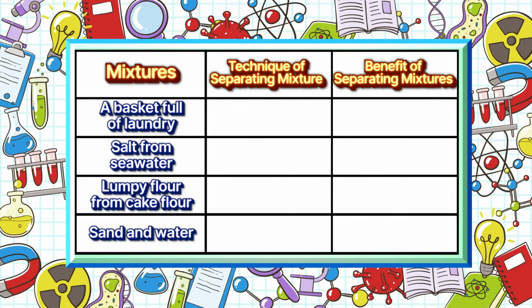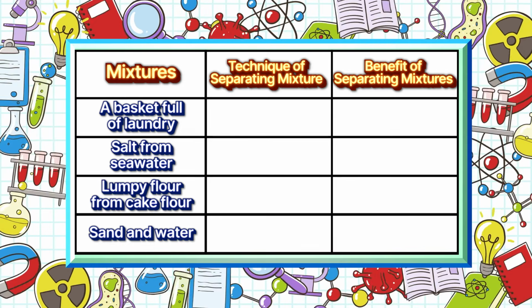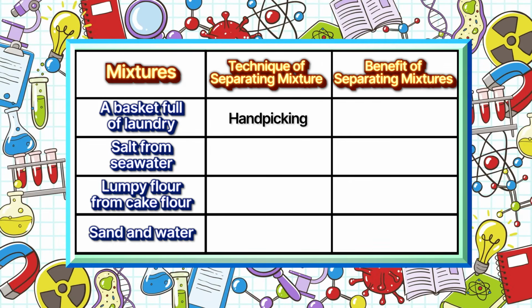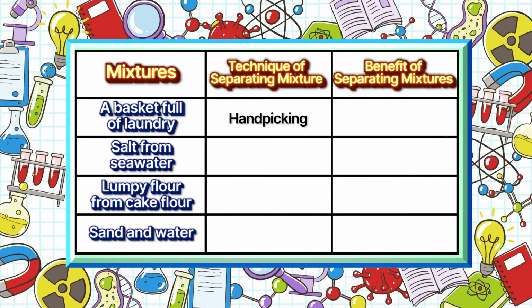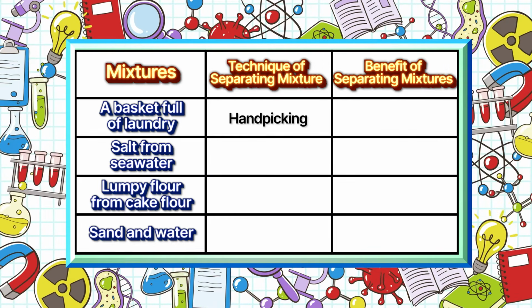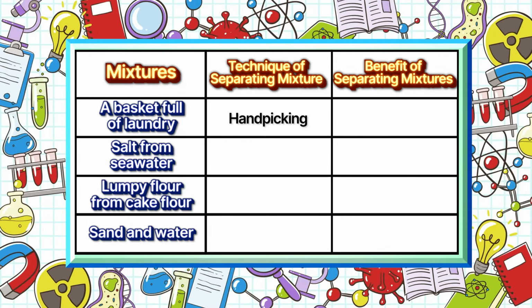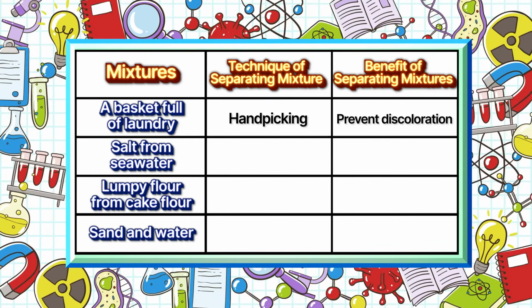What is the benefit of separating them? Correct! The technique used to separate a basket full of laundry is hand picking. Separating the white-colored clothes from colored clothes is beneficial because it will prevent discoloration.